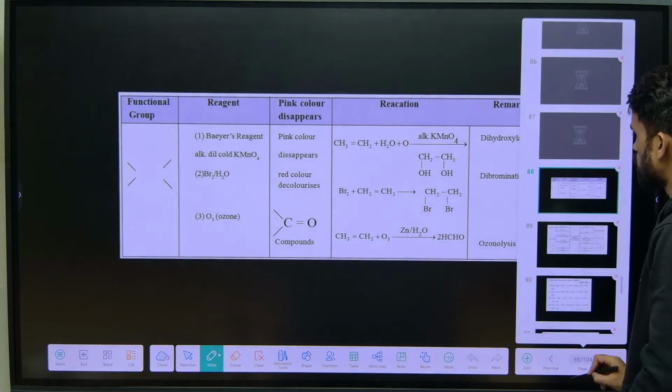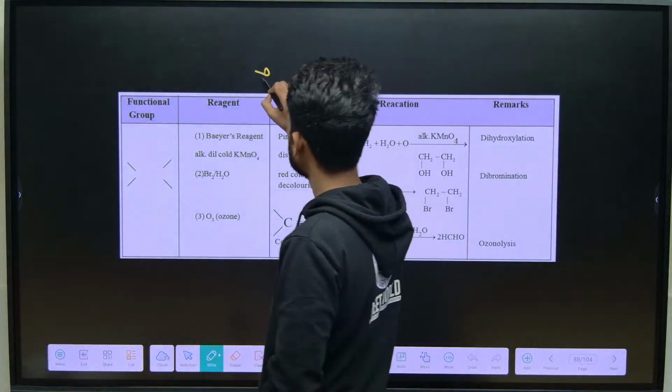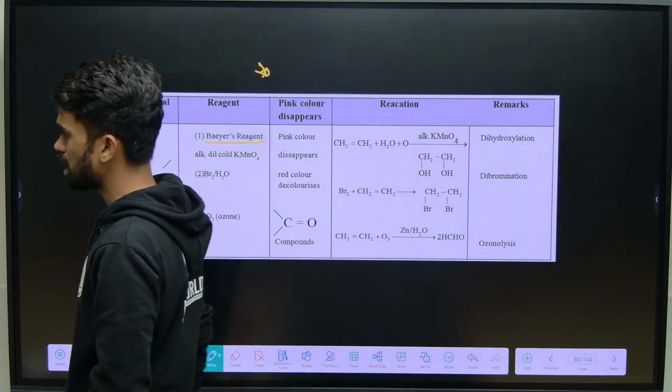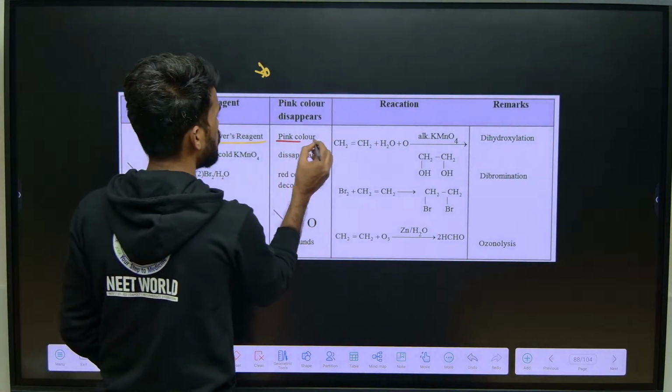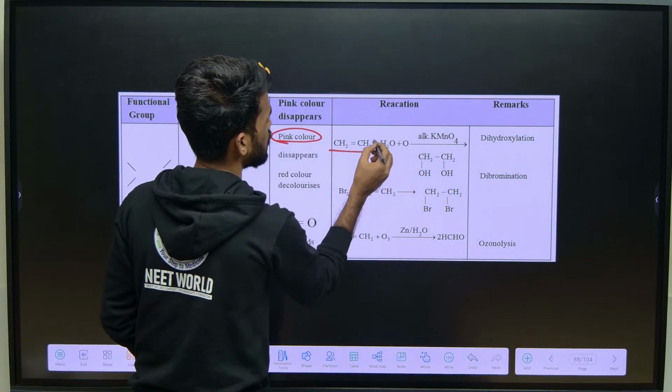So now this table is again important. Bayer's reagent will have a purple color. What is the color? Purple color. So this purple or pink color will disappear upon adding it to these alkenes.